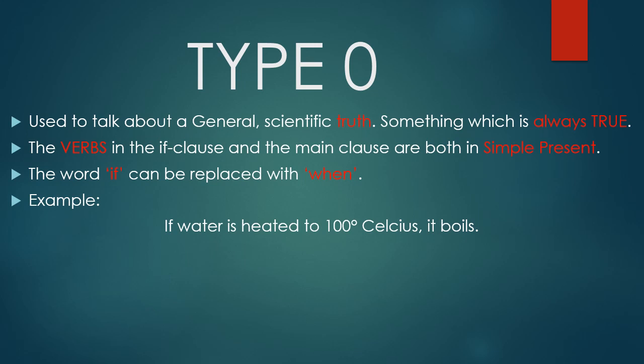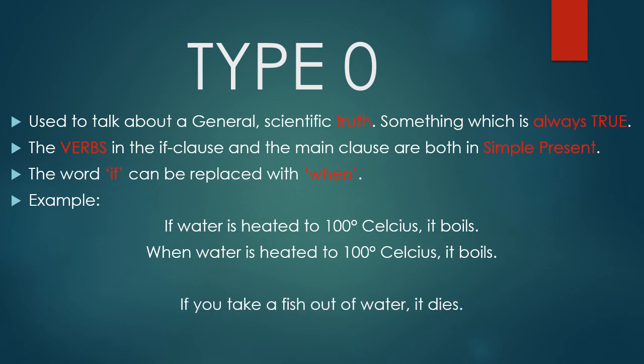Example, if water is heated to 100 degrees Celsius, it boils. Or we can say when water is heated to 100 degrees Celsius, it boils. If you take a fish out of water, it dies. Or when you take a fish out of water, it dies. Again, this is specific to conditional type 0, so we could use if or when.